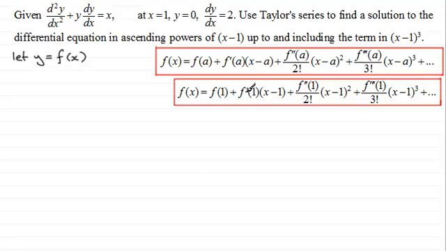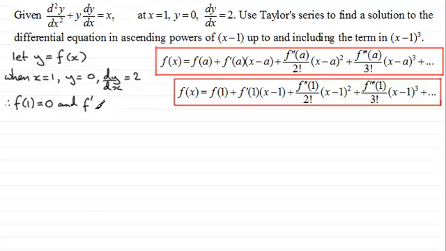And already I can see that we've got several of these values, because we know that when x equals 1, up here we're told that y equals 0, and also dy by dx equals 2. So what this means is that therefore when x is 1, y is 0, that means that therefore f of 1 must equal 0. And also we know that dy by dx equals 2 when x is 1, so that means that, and the first differential of f of x when x equals 1 gives us 2. So we've got our first value here and our second value here. What we need to get is the value of the second differential of f of x when x equals 1.